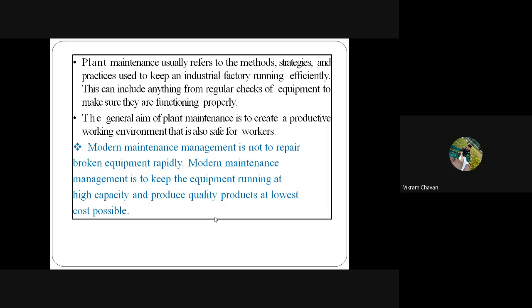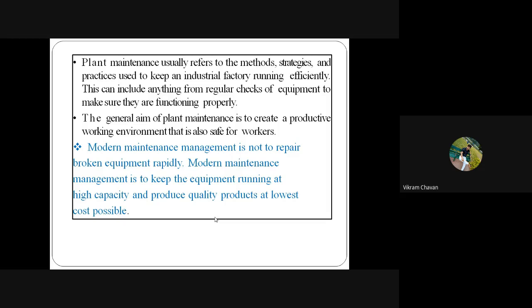We considered one example, the Bhopal gas leakage. Due to the Bhopal gas leakage, thousands of civilian casualties happened due to one incident in an industry. So we can avoid such incidents by regularly maintaining the equipment in proper working condition.